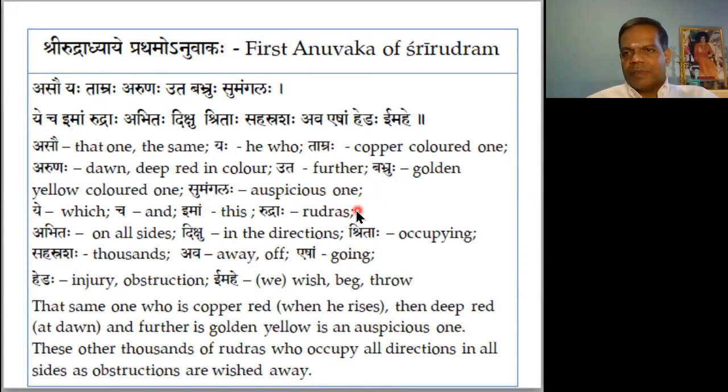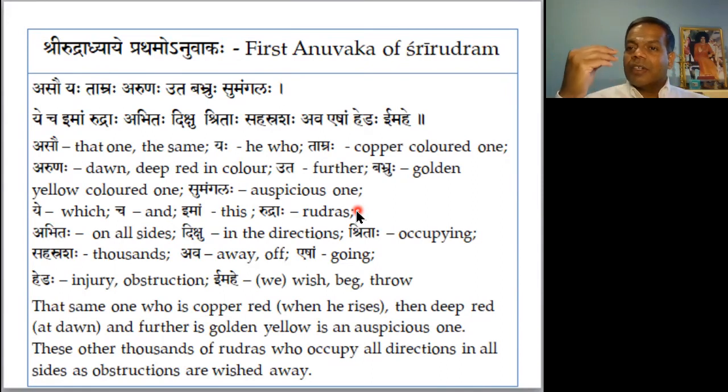Sumangalaha, auspicious one. So most of the commentators say this Rudra whom we have been speaking about is Tamraha. It has been described as having three colors. The commentator says Tamraha is before dawn when the sunlight comes out, its coppery color. Ta also means tamas, darkness, and ra means one who is fire, so the one who is removing darkness is Tamraha. At that time you can see a coppery color.